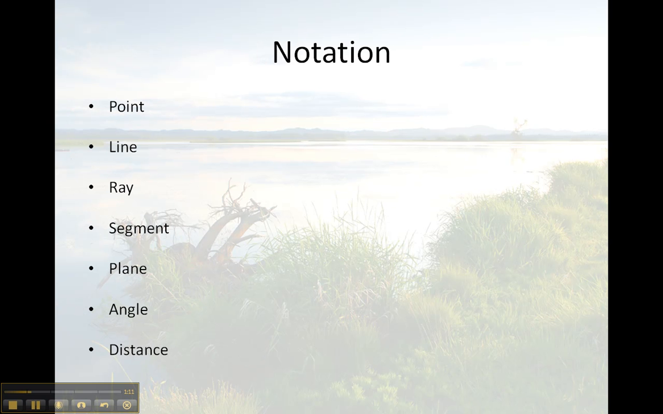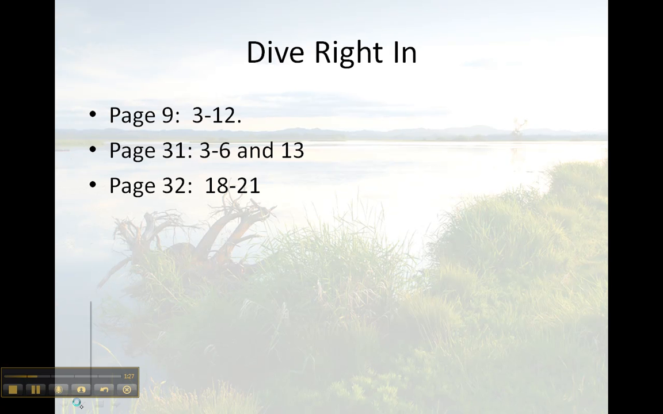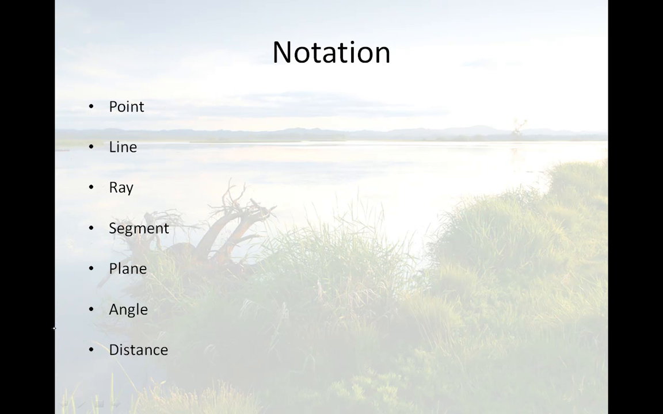Okay, I discussed notation for these points. I'll go over that real quick here. Okay, this is notation, not the actual definition. So we start with point. A point is always a capital letter. So, for example, those are all points because they're all capital letters. Anytime you see a capital letter, you know that it represents a point.